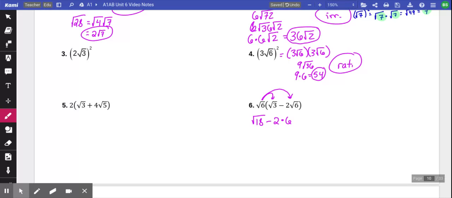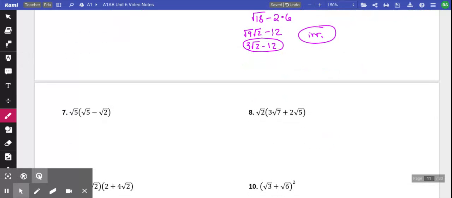We can simplify the square root of 18. 9 is a perfect square that goes into 18, so we have 9 and 2. Minus 2 times 6 is 12. One more step, square root of 9 is 3, so this is 3 radical 2 minus 12. Completely simplified, can't go any further. Since it still has a radical, this would be irrational.